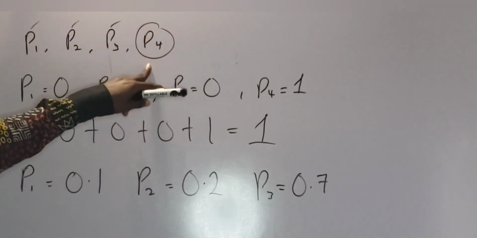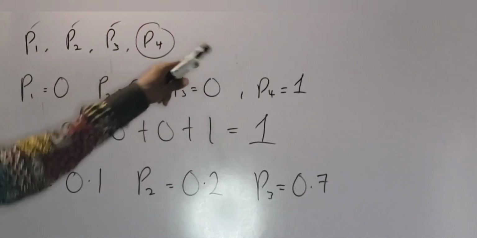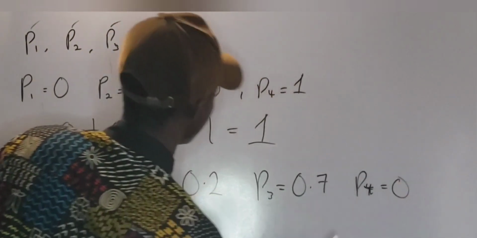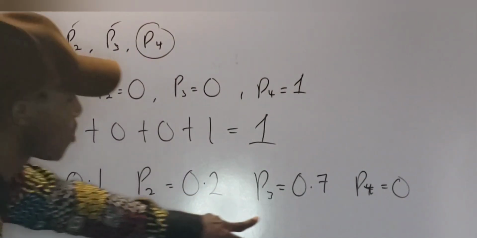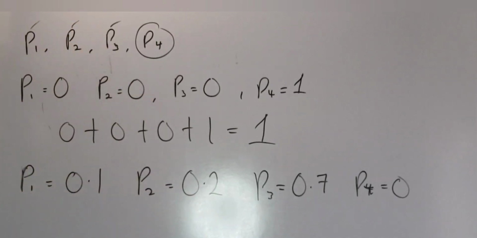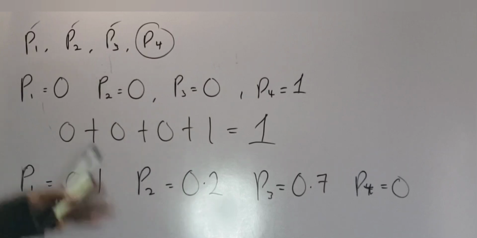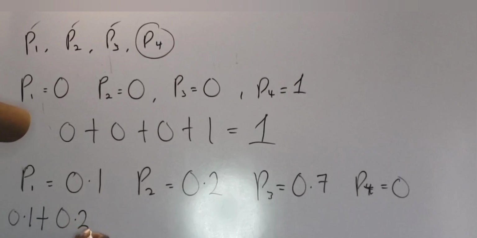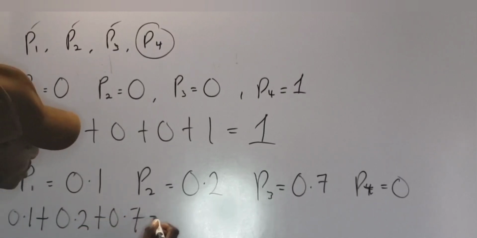Because the player does not select strategy 4, the probability of strategy 4 will be equal to what? 0. So at the end of the day, if we sum up all these probabilities, we must get 1. Therefore, the probability of each individual strategy will be less than 1, but by the time we sum up the probabilities of all the strategies, we must get 1. Now let's try. This will be 0.1 plus 0.2 plus 0.7, which is equal to what?